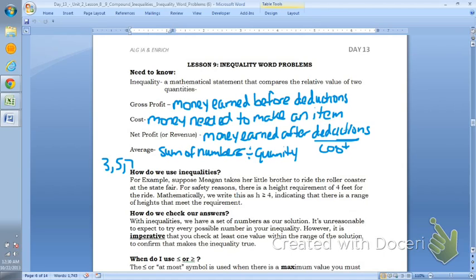For example, in the previous example, if somebody is 5 feet tall, is that true? Let's find out. We can replace the h with 5. Is 5 greater than or equal to 4? Yes, that's true. But let's say you got a solution of h is equal to 2. Is 2 greater than or equal to 4? No, that's false.